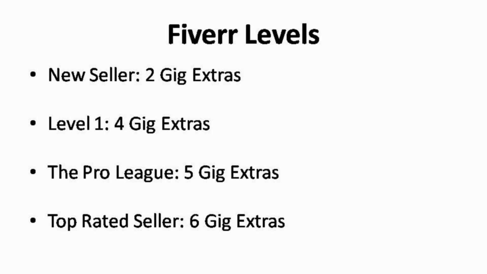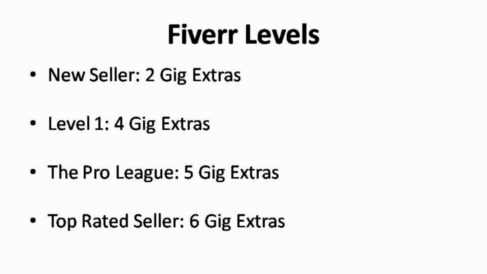When you're given the status of a level 2 seller, which is also called the Pro League, you'll be given 5 gig extras up to $50 for each gig extra. When you have reached the top level, which is the top rated seller, you'll be given 6 gig extras up to $100 for 1 gig extra. This is the benefit that is exclusively offered to the top rated sellers. They could earn up to at least $600 for just 1 gig.